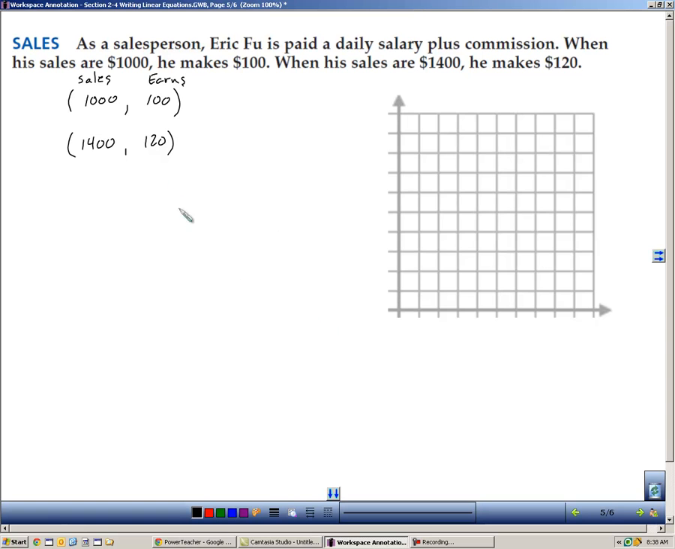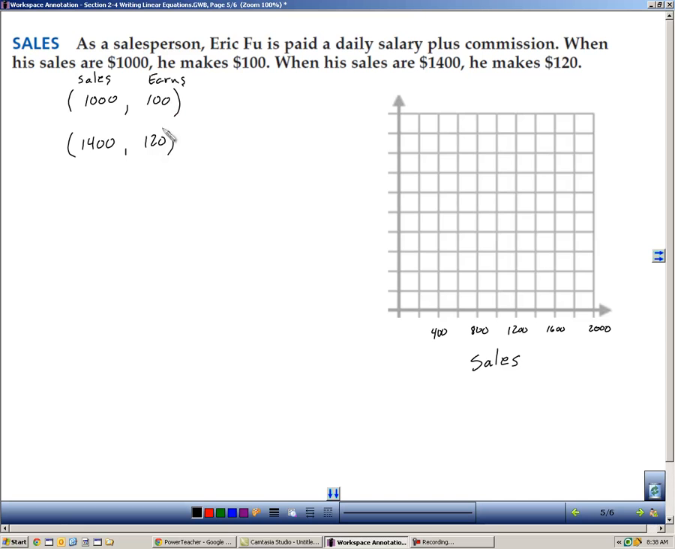Because I know the sales are numbers in the thousands, and 1,400 is the maximum that I have, I'm going to create units on the bottom that go by 200. So this will be 200, 400, 600, 800, 1,000, 1,200, 1,400, 1,600, 1,800, and then 2,000. That should give me enough room for sales, because I'm going to graph the sales on the bottom, because that's the independent variable.